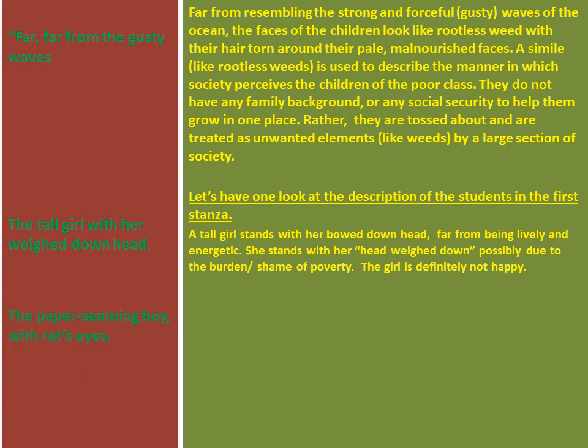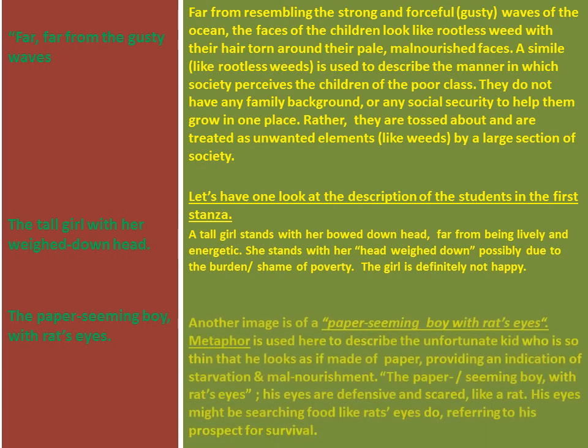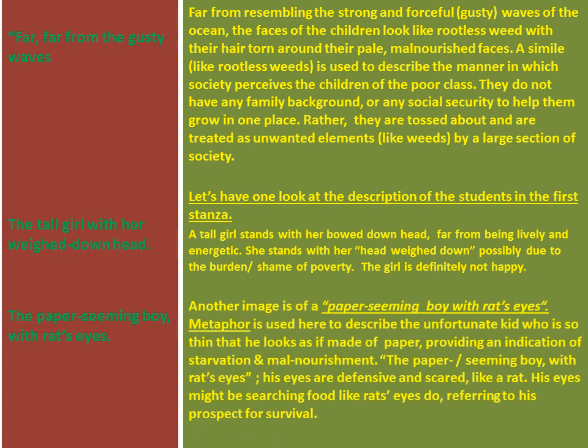Then the second child in the class is the paper seeming boy with rat's eyes. Now there is another image of a paper seeming boy with rat's eyes. Metaphor is used here to describe the unfortunate kid who is so thin that he looks as if made of paper, providing an indication of starvation and malnourishment.